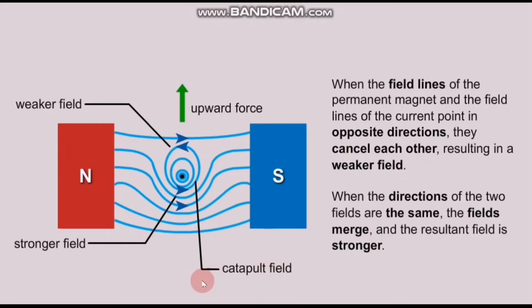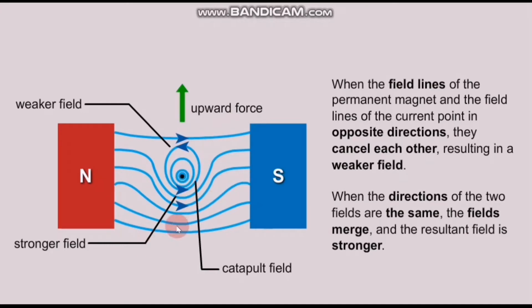This catapult field will exert a force on the conductor and push it towards a region where the field is weaker. So how do we know which field is weaker and which field is stronger? If you refer to this diagram, this is the direction of the magnetic field of the current-carrying conductor, while these are the directions of the magnetic field from the permanent magnet. And at the upper region, we can see that when the field lines of the permanent magnet and the field lines of the current point in the opposite direction, they will cancel each other, resulting in a weaker field.